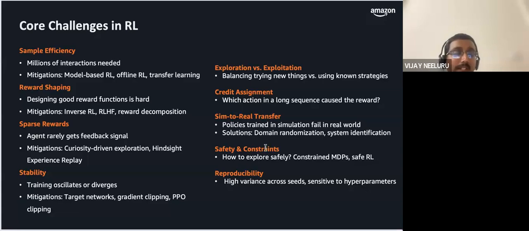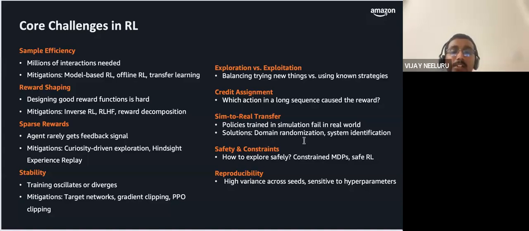The other challenge is safety and constraints. How to explore in safe RL? For example, a self-driving car can't explore by running off to the left side to see what happens. So we need conservative policy optimization, where you only update if you are confident the new policy is safe.